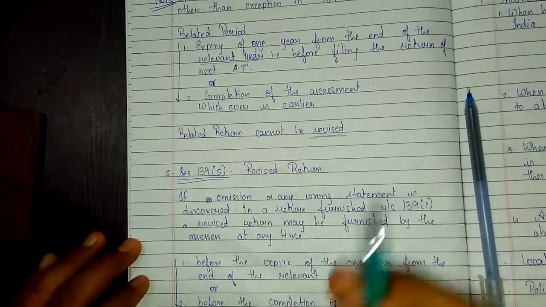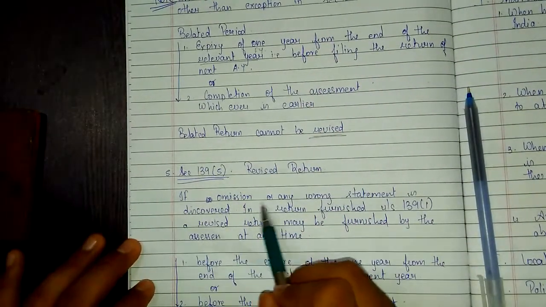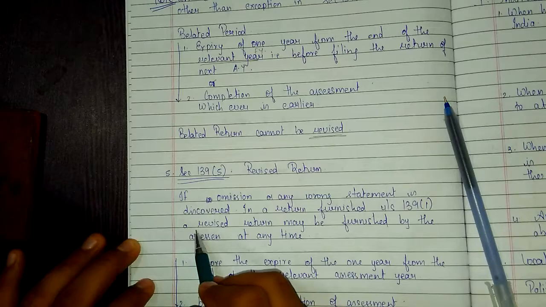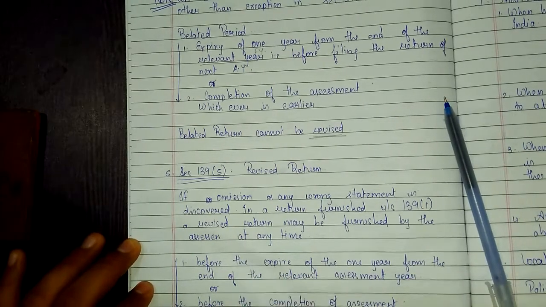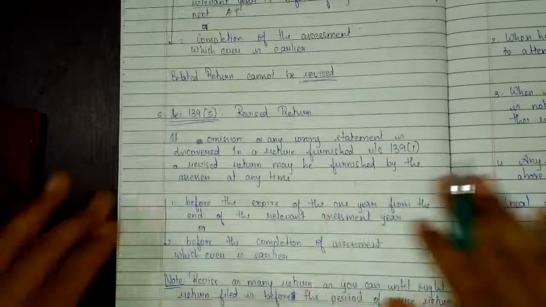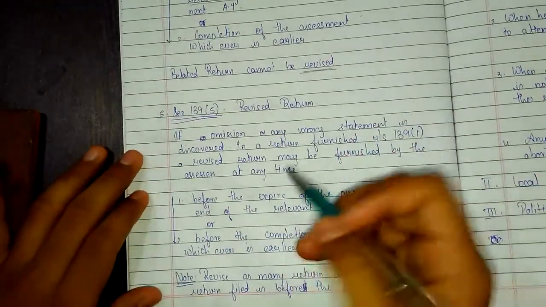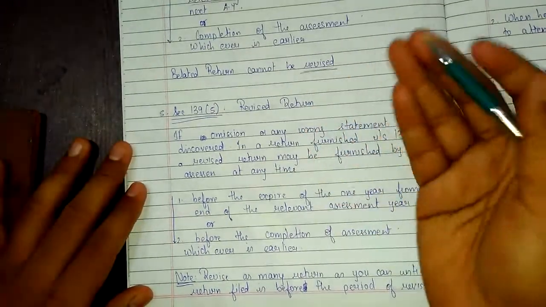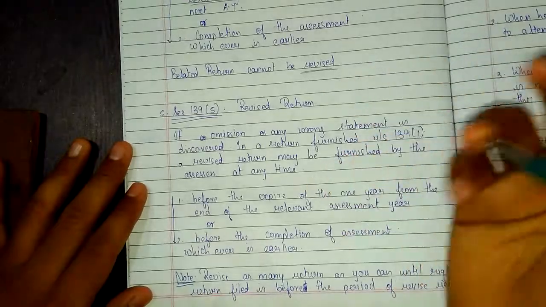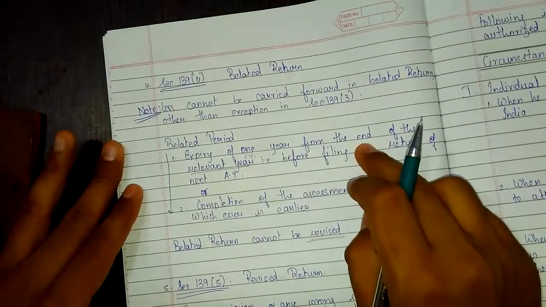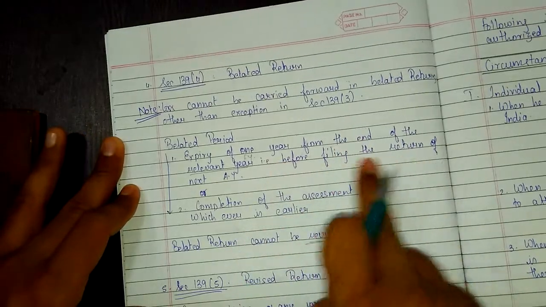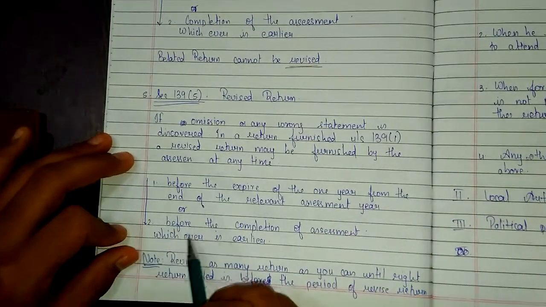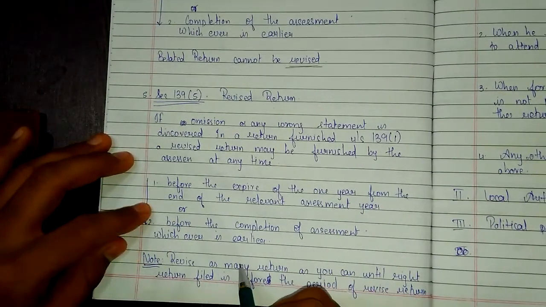And when can you file a revised return? You can file a revised return if any omission or any wrong statement is discovered in a return furnished under section 139 subsection 1. A revised return may be furnished by the assessee at any time before the expiry of the 1 year from the end of the relevant assessment year, or you can simply remember: before the filing of the return of the next assessment year. That is, I have given here over here belated return. You can write this same part over here also, that is before filing the return of the next assessment year or before the completion of the assessment, whichever is earlier.